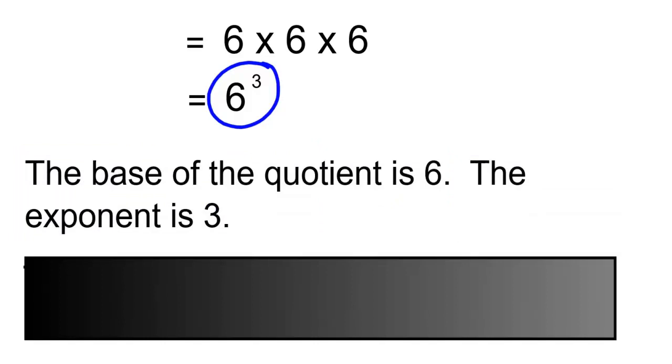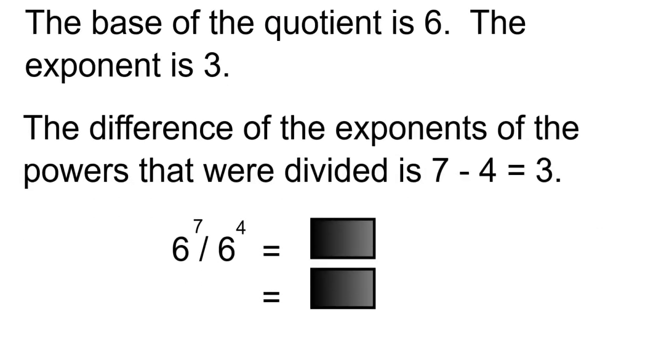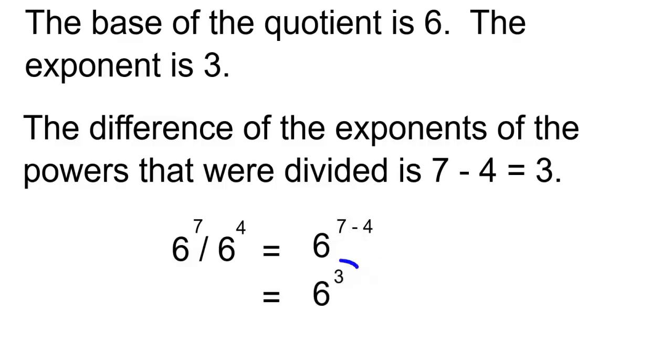The base of the quotient is 6, and the exponent is 3. The difference of the exponents of the powers that were divided is 7 minus 4, which is equal to 3. And a simpler way of doing this, of 6 to the 7 divided by 6 to the 4, would be 6 to the 7 minus 4, and 7 minus 4 is 3, so your answer will be 6 to the 3.